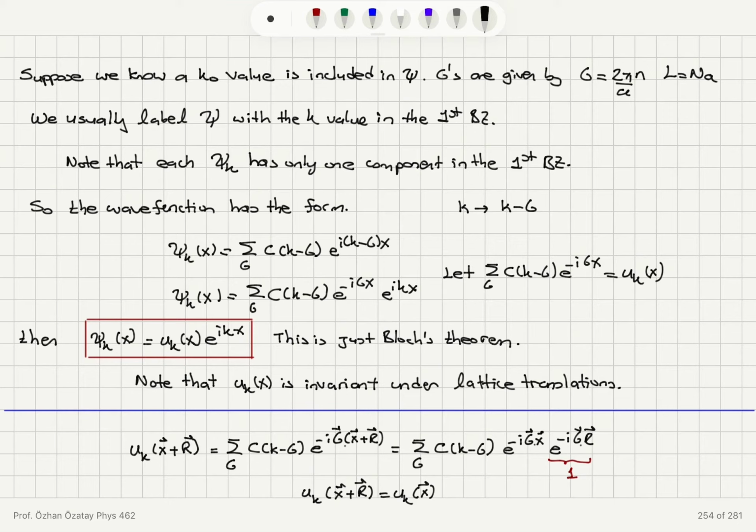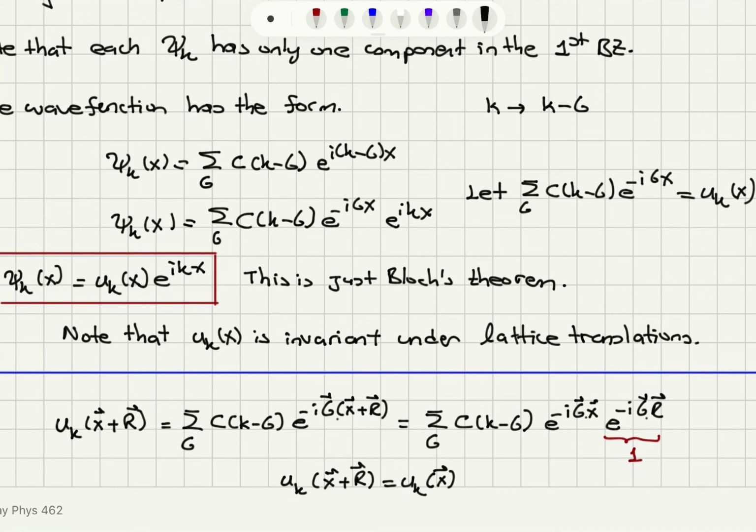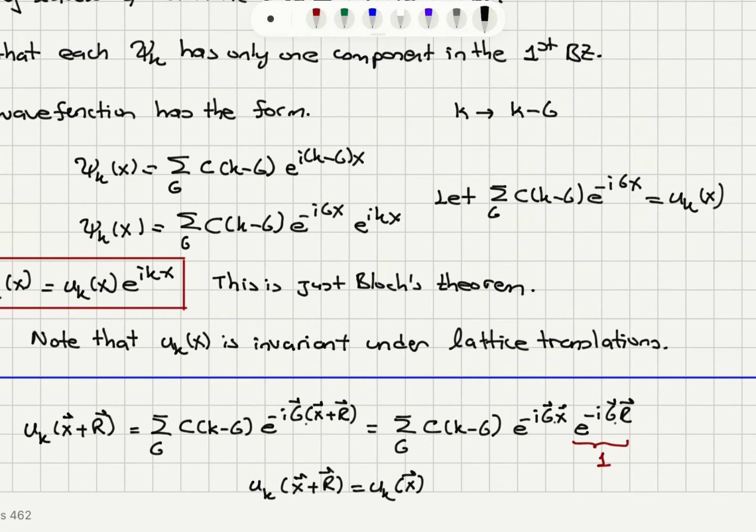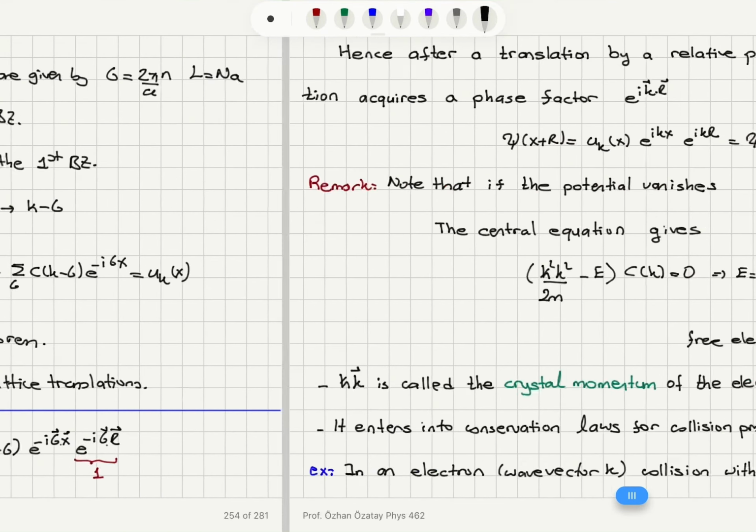I define this sum over g of C of k minus g, e to the minus i g x, as my function u k of x, so that psi can be written in the form u k of x e to the i k x, which is the Bloch state function. So this is Bloch's theorem. There's one thing remaining. I have to show that u k of x is invariant under lattice translations. If I write u k of x plus r, the sum over g of C of k minus g, e to the minus i g (x plus r), because e to the minus i g dot r is equal to 1, this gives me the same function. So u k of x plus r is equal to u k of x.